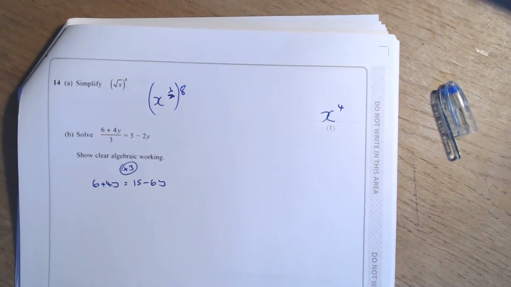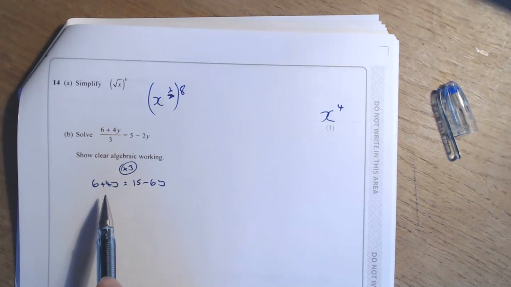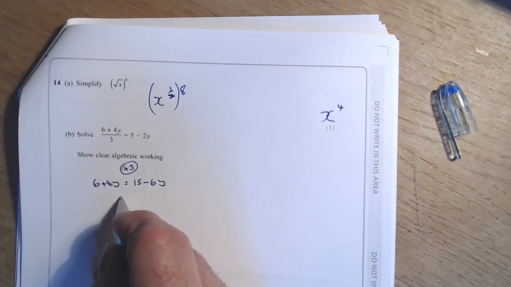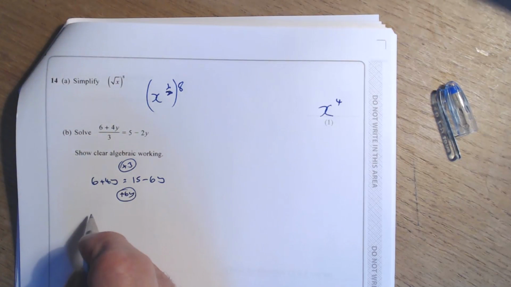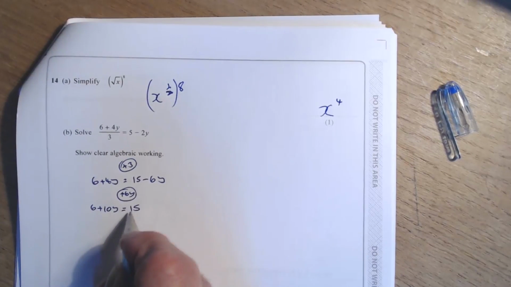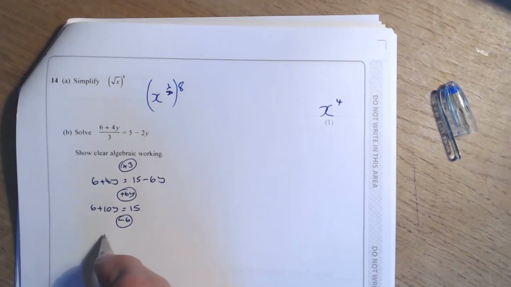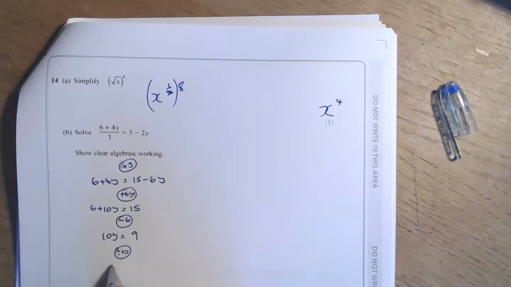Now, I think it's going to be easier to move all of my y's to the left-hand side, because that's got the greater number of y's to start with. So it's just going to keep everything positive. So I'm going to choose to add 6y to both sides. So at that point, I get 6 plus 10y equals 15. Take away 6 from both sides, I get 10y equaling 9. Divide by 10, I get y equaling 9 over 10.